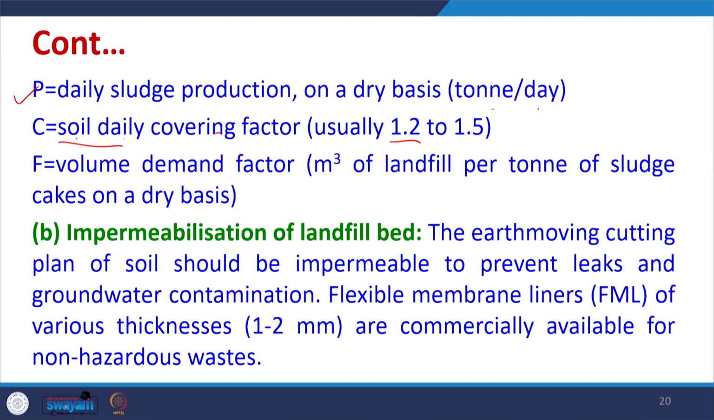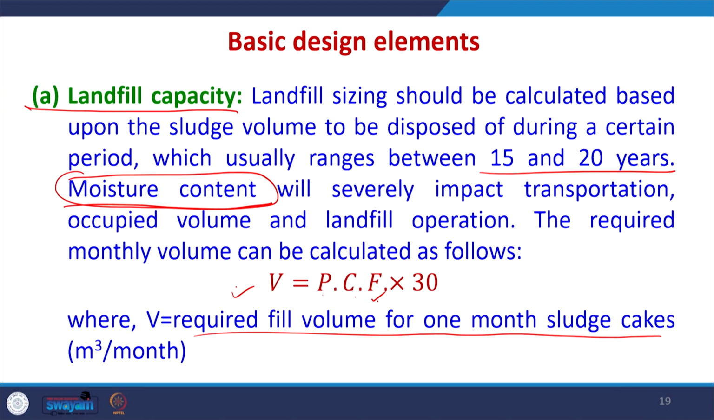Then we have F. F is the volume demand factor, in meter cube of landfill per ton of sludge cakes on a dry basis. We can consider this as the reciprocal of bulk density of sludge. So, how much volume will be required, that we can calculate. If the bulk sludge density is known, F is just the reciprocal of that, and if this is known, we can calculate the volume required on a daily basis, and if we multiply by 30, we get it per month.